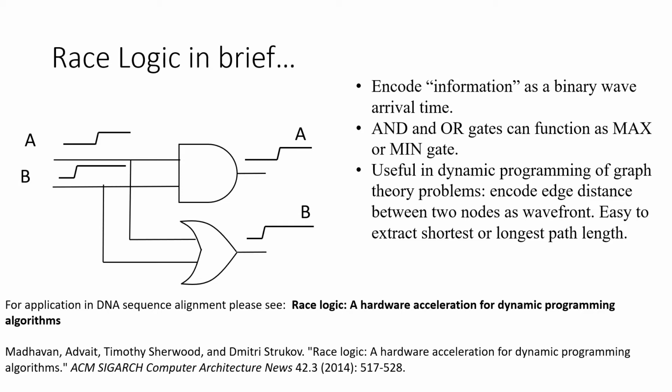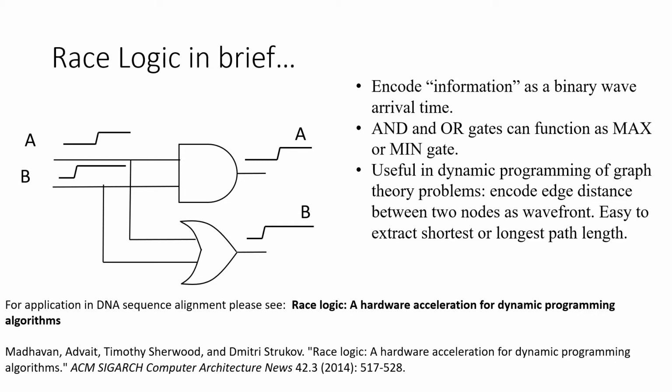This is useful in a lot of dynamic programming examples of graph theory problems. For example, if you want to find two different path lengths between nodes A and B, you can use this information to get the minimum path length through which this problem occurs in this graph.